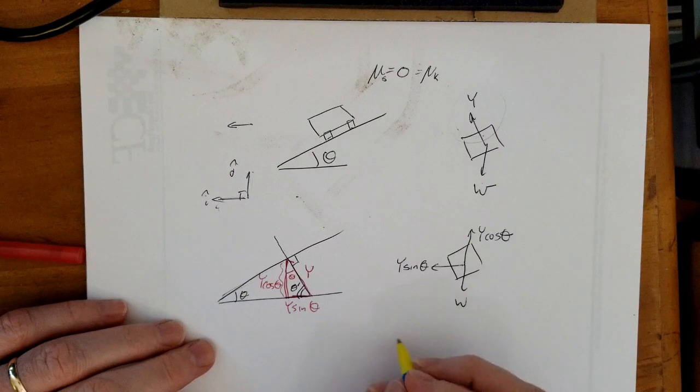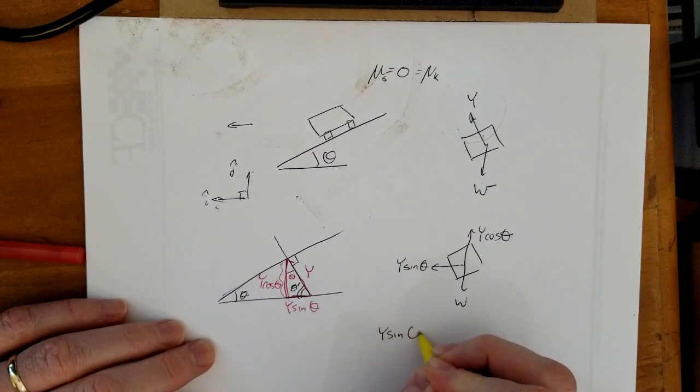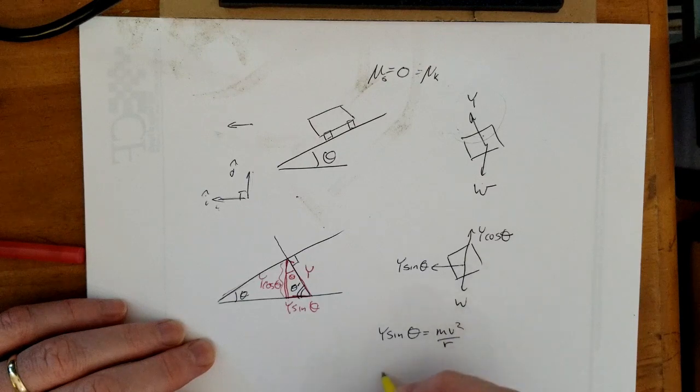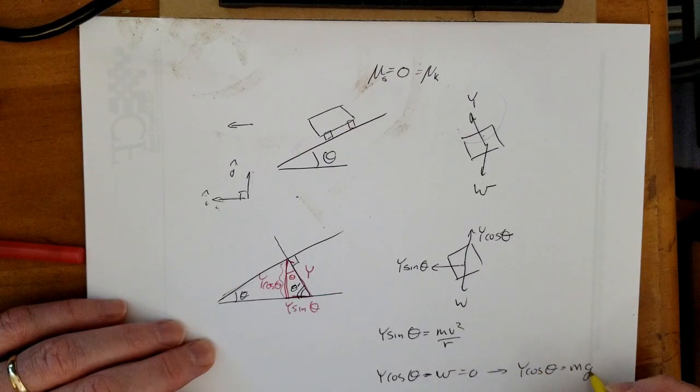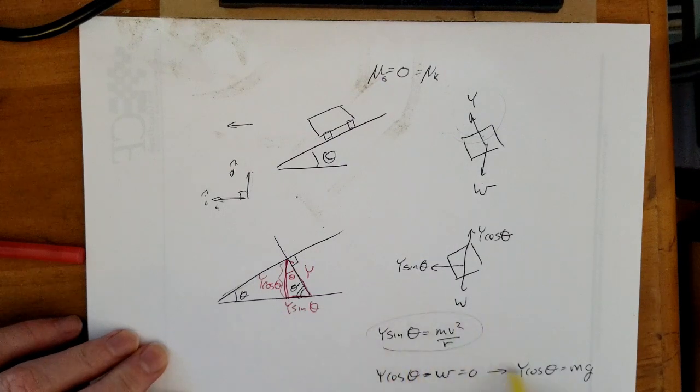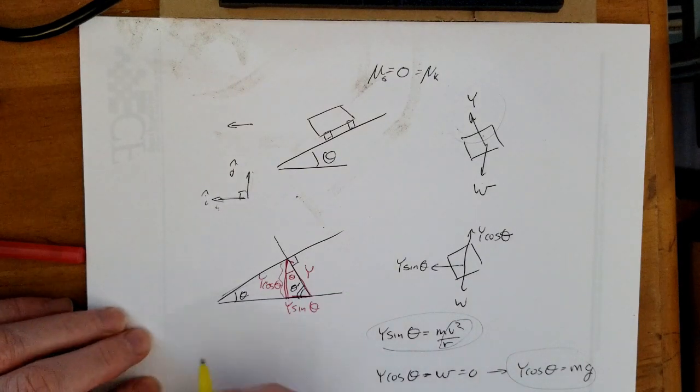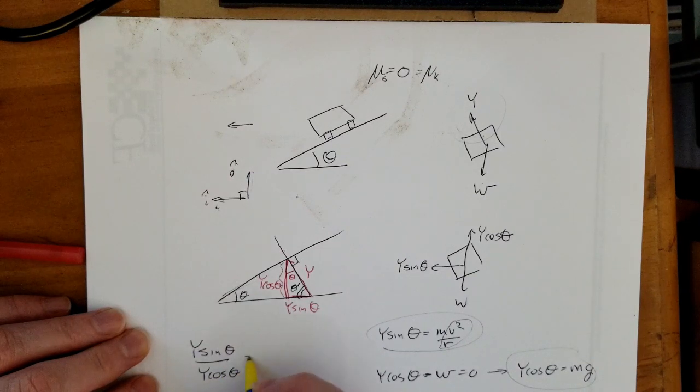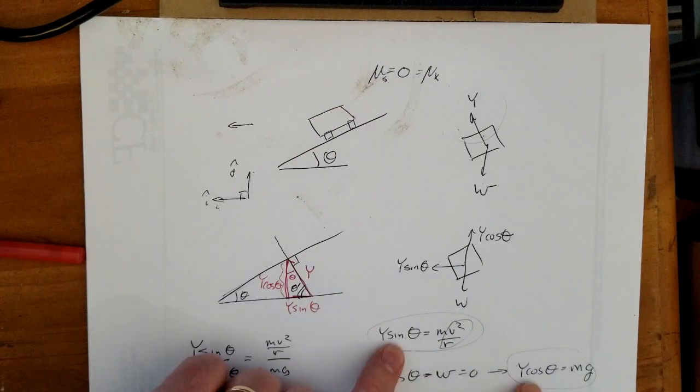My equations of motion: I have y sine theta is equal to mv squared over r, and y cosine theta minus weight equals 0. So from this, y cosine theta is equal to mg. Given my two equations here, that right there is my centripetal acceleration. I went ahead and skipped a step. So I have y sine theta divided by y cosine theta equals mv squared over r divided by mg. Basically, I'm dividing the left-hand sides and the right-hand sides.